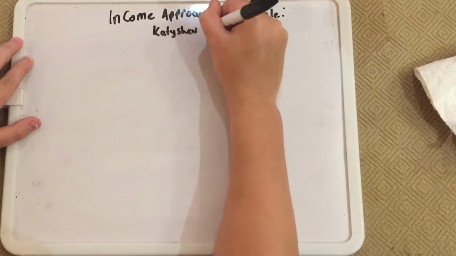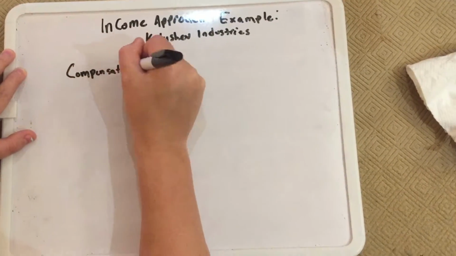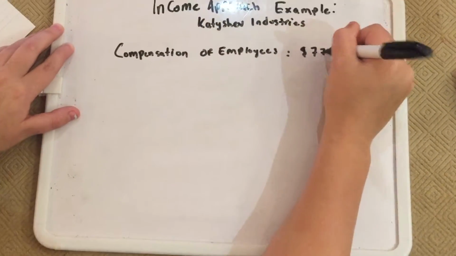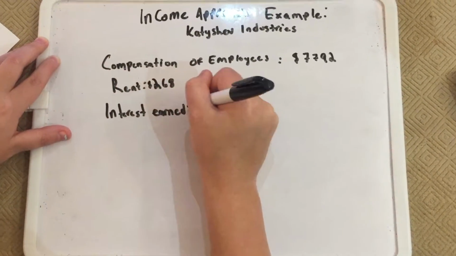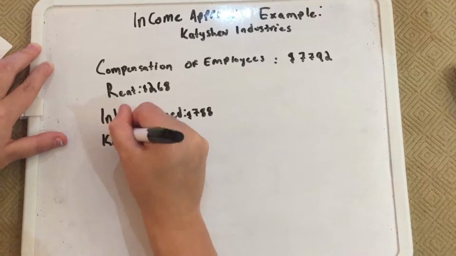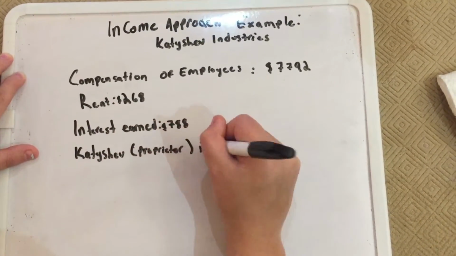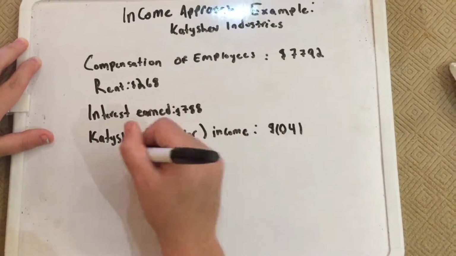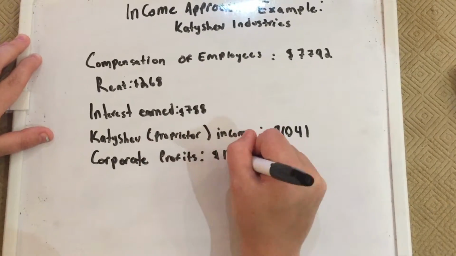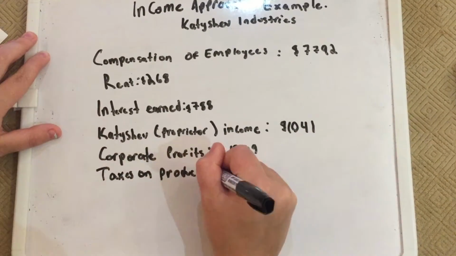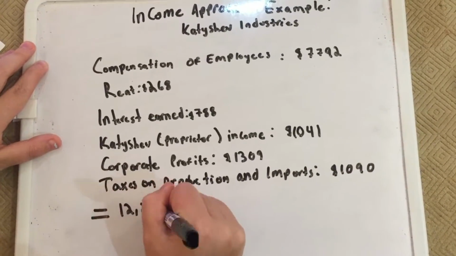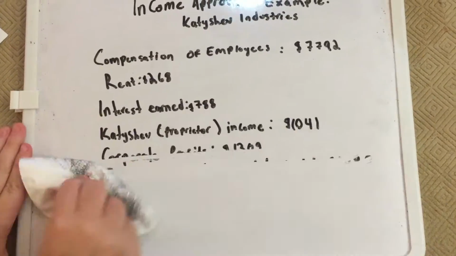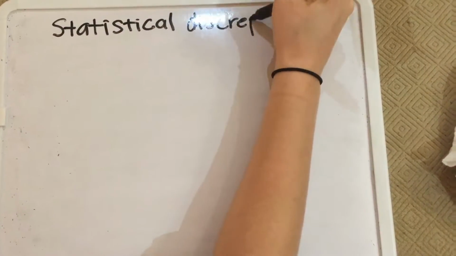If we look at Caddyshack Industries, where the compensation of the employees is $7,792, the rent is $268 per month, the interest rate is $788, proprietor income is $1,041, corporate profits are $1,309, and the taxes on production and imports is $1,090. If we add all these numbers up, we get $12,288.